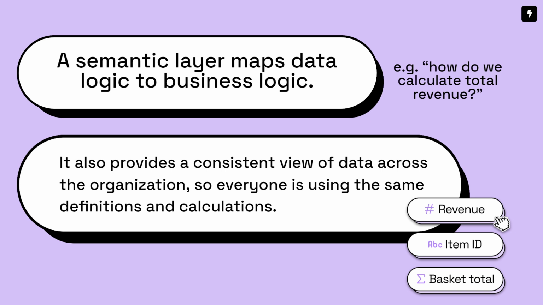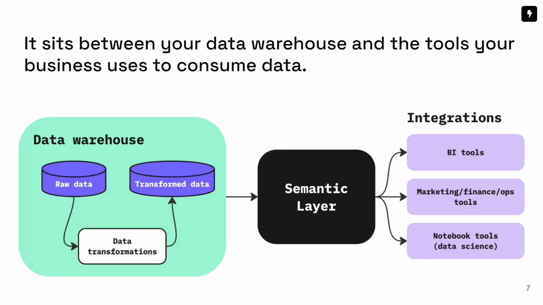And it also provides a consistent view of data across the organization, so everyone's using the same definitions and calculations. Like what is revenue? You define it once so everyone can use it. So it can be a standalone product like the dbt semantic layer or Cube, or it can be a bundled product, which a lot of BI tools are the bundled version of this. The semantic layer sits between your data warehouse and the tools that business users use to consume data. So you have your data warehouse with all your raw data and your transformed data, and then you have your semantic layer, which sits in front of your integrations like BI tools, marketing tools, ops, notebook tools.